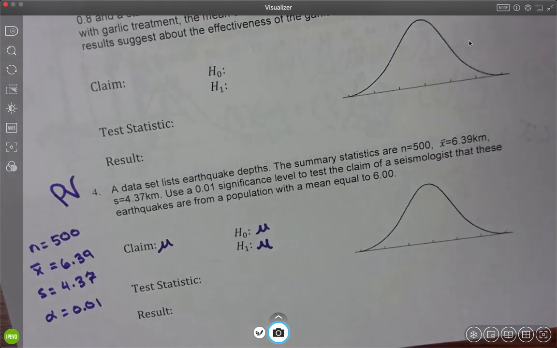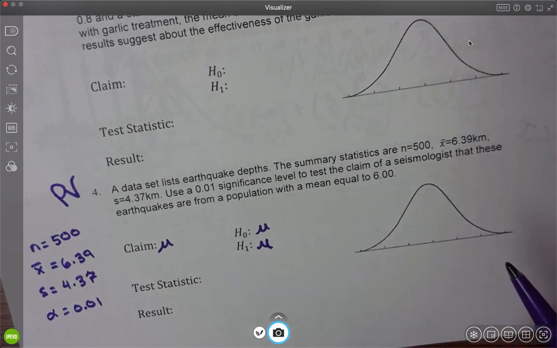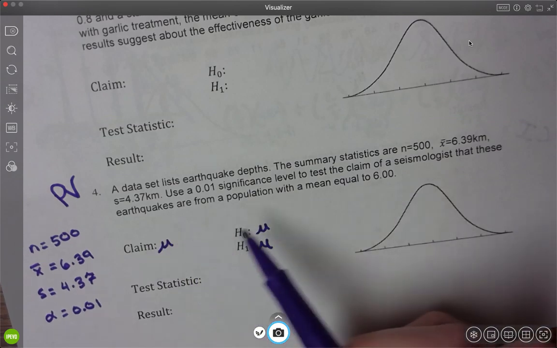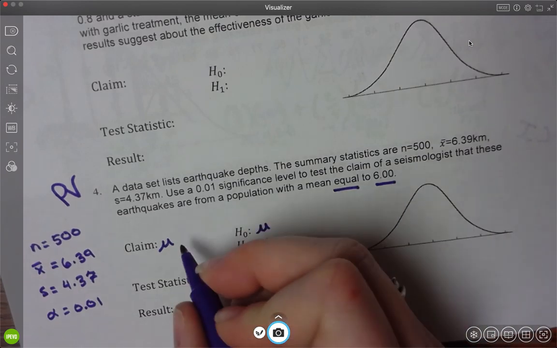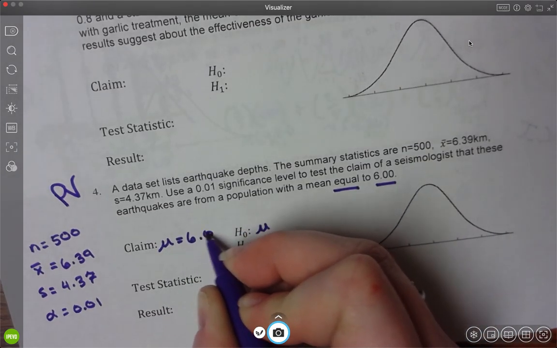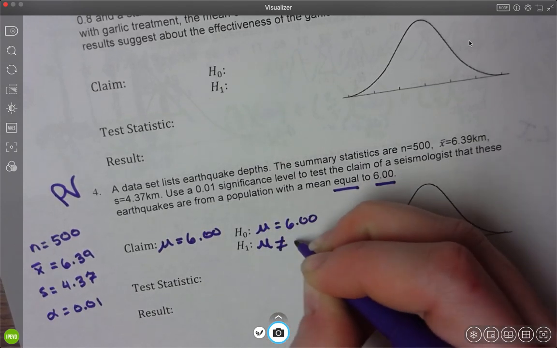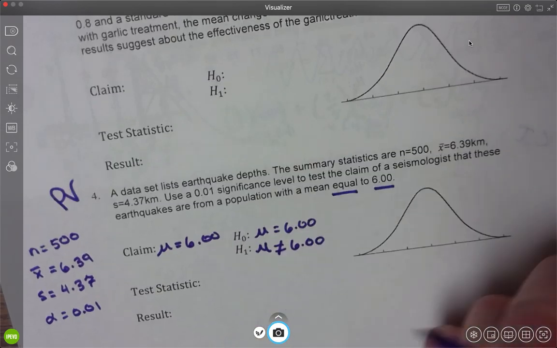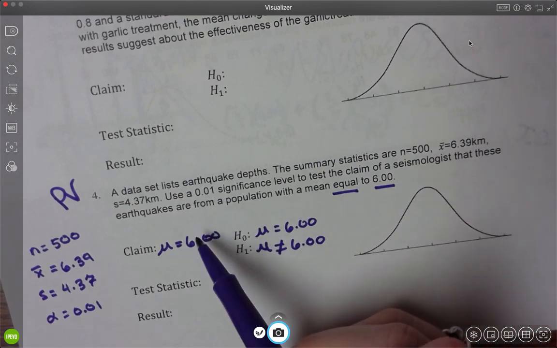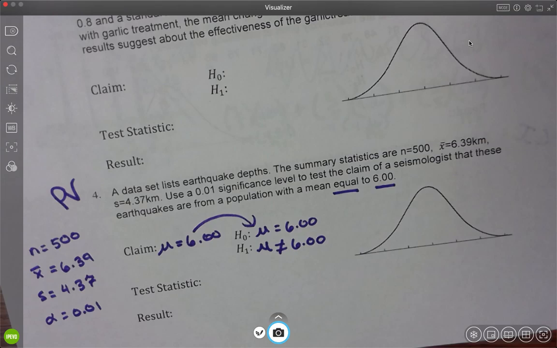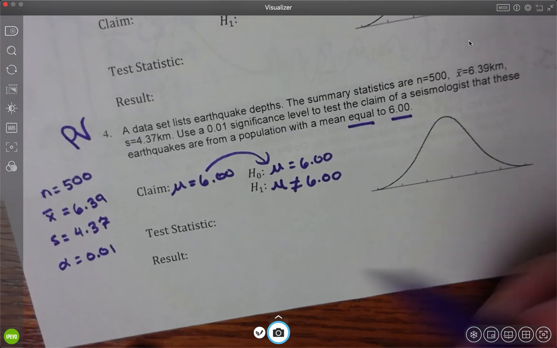Okay, so to test the claim of a seismologist that these earthquakes are from a population with a mean equal to 6, we're testing that the average is equal to 6.00. So mu equals 6.00, and mu is not equal to 6.00. In this case, think about which one our claim goes with, the null hypothesis or alternative hypothesis. Claim is going to go with the null. So whatever result we end up with for our null hypothesis is going to be the same for the claim.